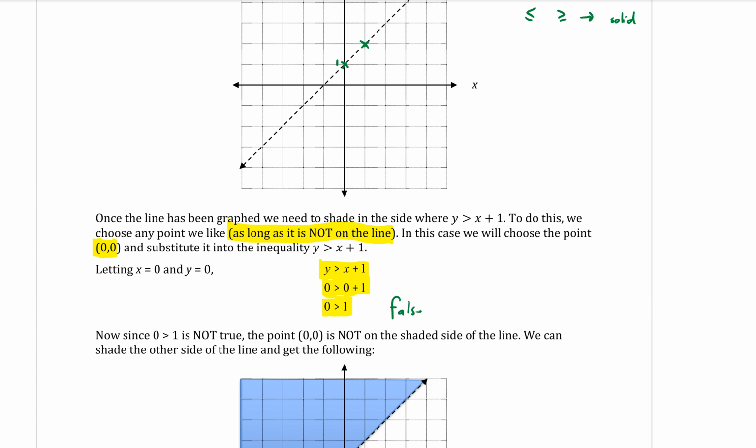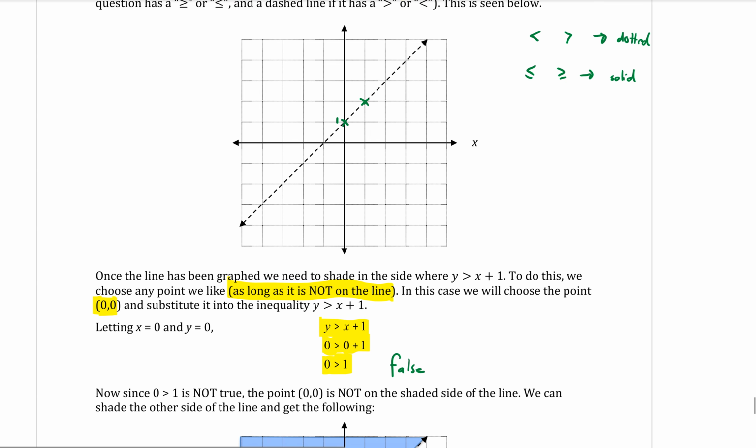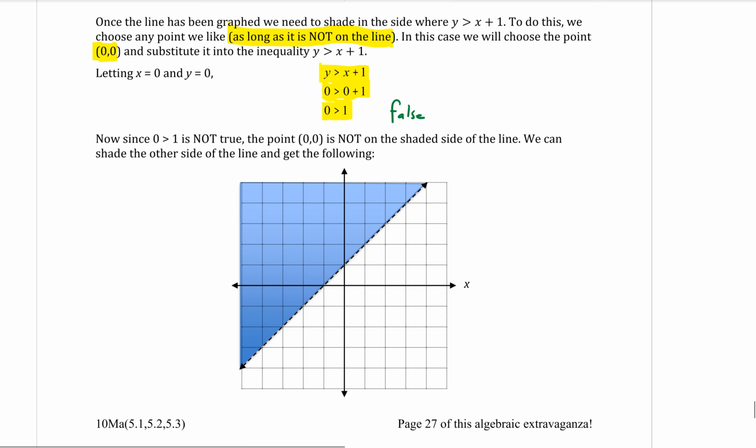That doesn't work. If you sub a point into your inequality and it says false, it means that the point that you subbed in is on the wrong side of the line. So I subbed in 0, 0. I subbed in this one here right on my origin. So that bottom side of that line is not the region I want. I want the top side. Okay, which is why I can see in this next diagram, the top part is shaded.